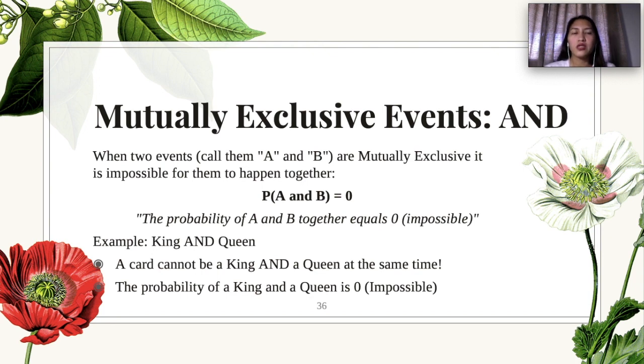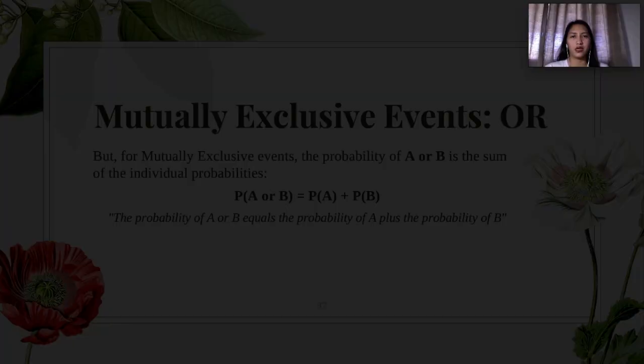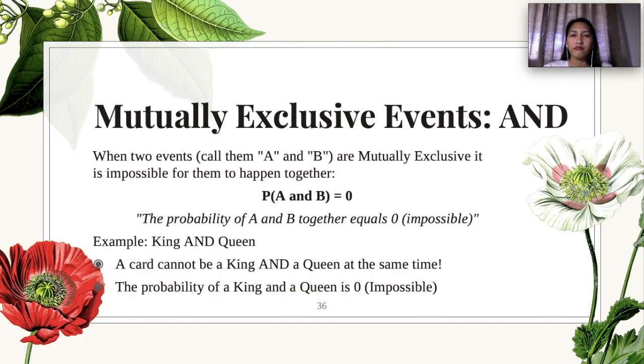So, the mutually exclusive events and... And then, the mutually exclusive events or. When two events, call them A and B, are mutually exclusive, it is impossible for them to happen together. So, yung P, A and B, kapag sila ay mutually exclusive, yung event A at yung event B, ang possibility for that to happen or the probability for that happening is 0. The probability of A and B together equals 0 or impossible.